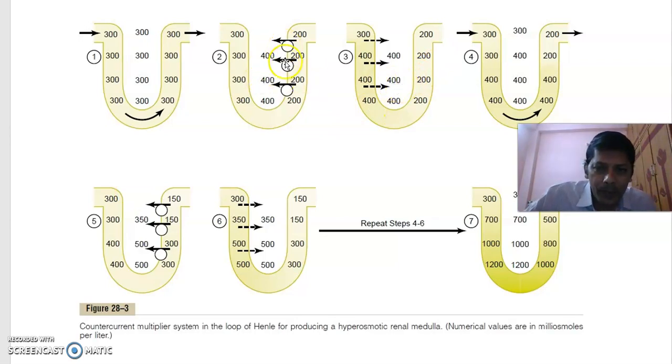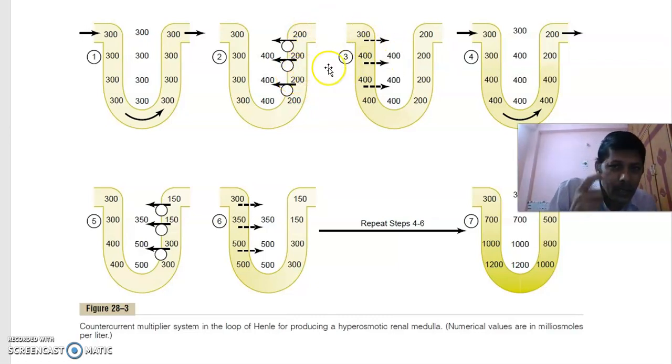Earlier it was 300. As NaCl comes outside, it has become 400 here. When NaCl is coming outside, the osmolarity decreases in the filtrate, and the osmolarity increases in the interstitial fluid. This is the only segment in the nephron which is capable of reducing osmolarity. Here osmolarity is increasing, here osmolarity is decreasing. The osmolarity decreasing segment is the ascending limb.